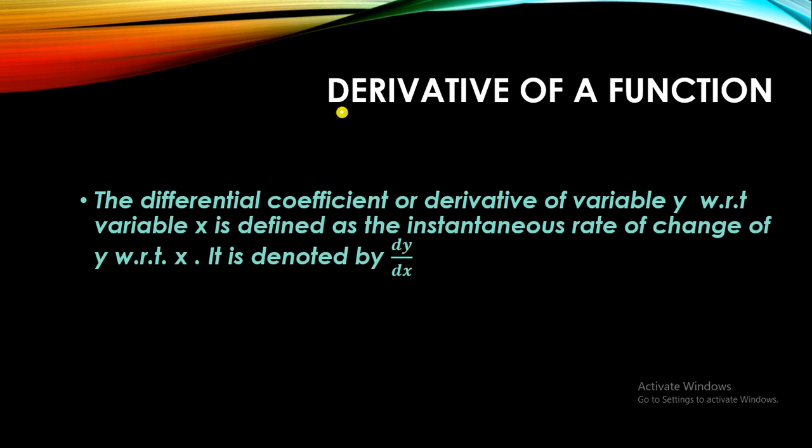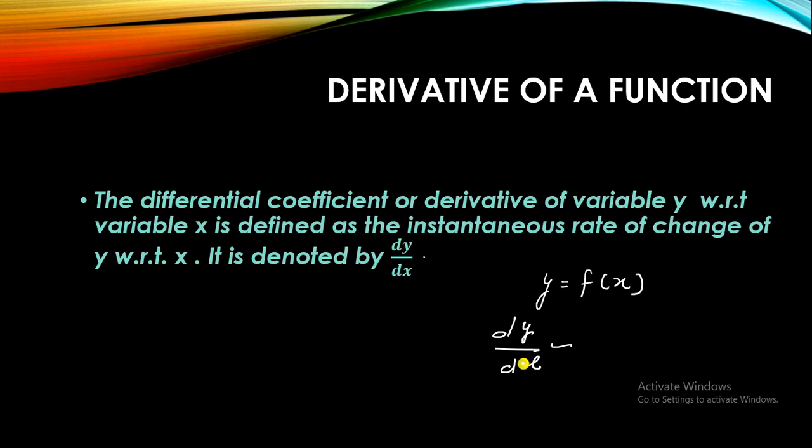Before we derive it, the definition of the derivative of a function. What is a derivative? The differential coefficient or derivative of variable y with respect to variable x is defined as the instantaneous rate of change of y with respect to x. It is denoted by dy by dx. It means when y is a function of x, then the derivative of y is dy by dx. This is the derivative of y, and we can say differentiation of y.